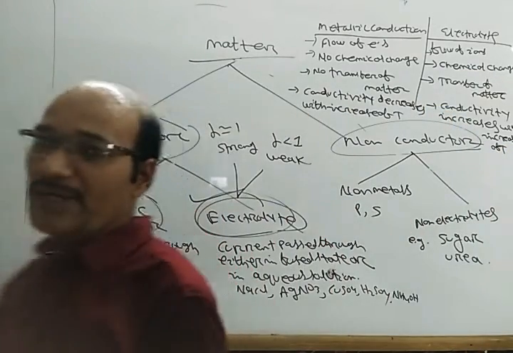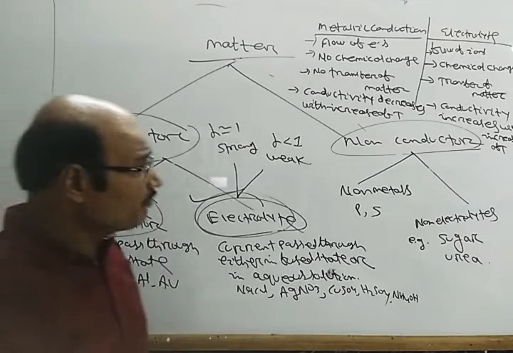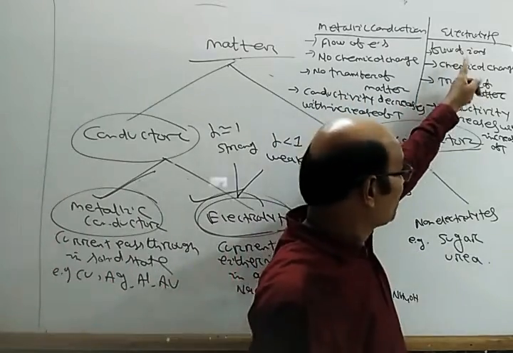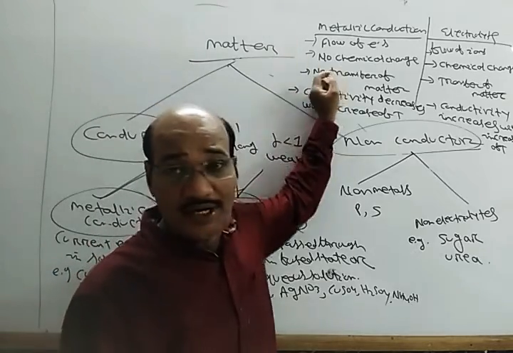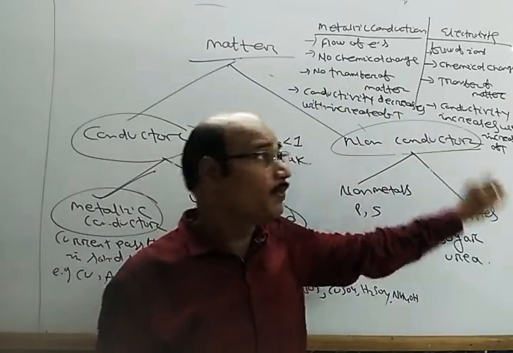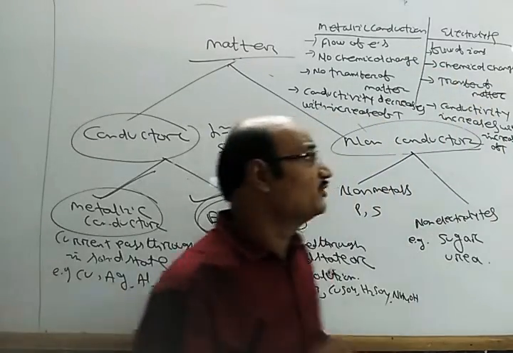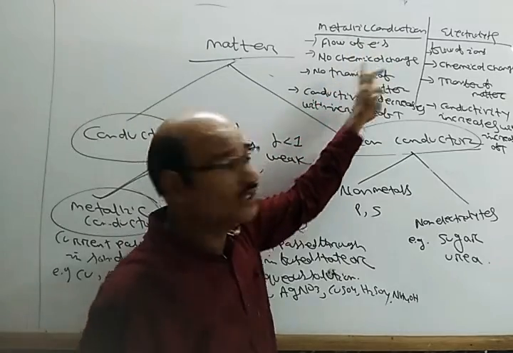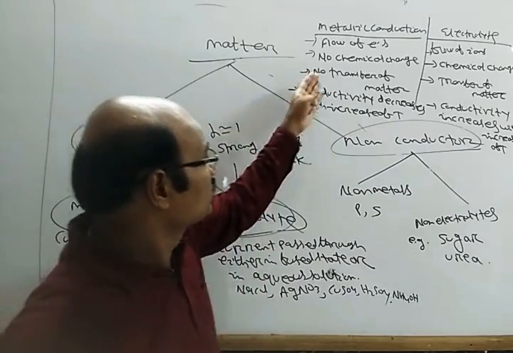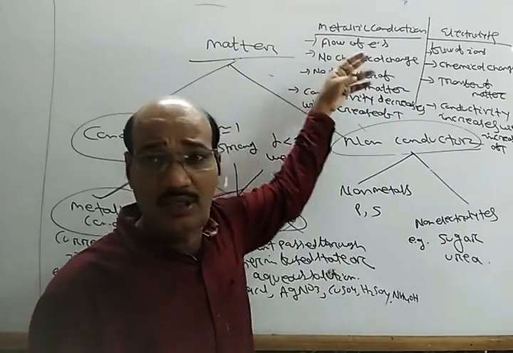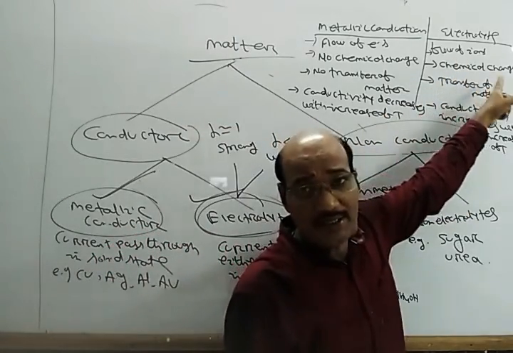Okay. So when you compare the metallic conduction and electrolytic conduction, what happens here? First of all, we have seen the metallic conduction is due to the flow of electrons, whereas the electrolytic conduction is due to the flow of ions. Next, in metallic conduction there is no chemical change, but in electrolytic conduction there is a chemical change. Third, there is no transfer of matter in case of metallic conduction, but there is a transfer of mass, that is the matter, in case of electrolytic conduction.